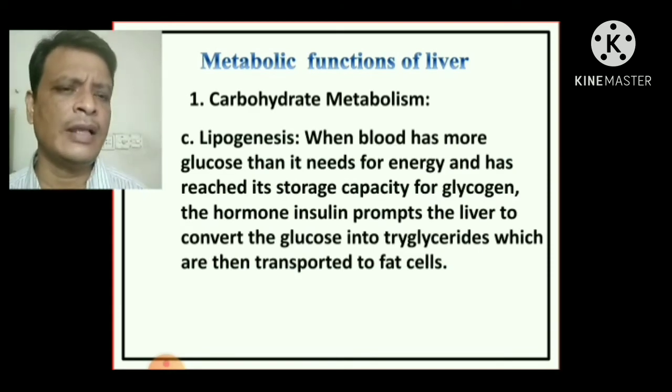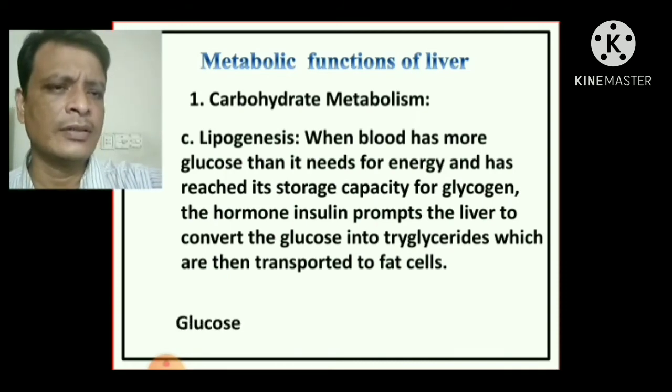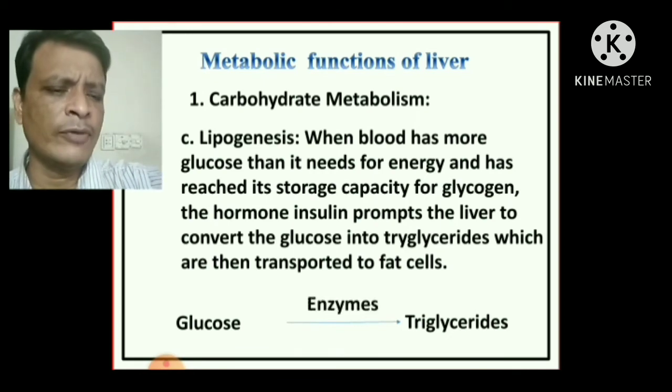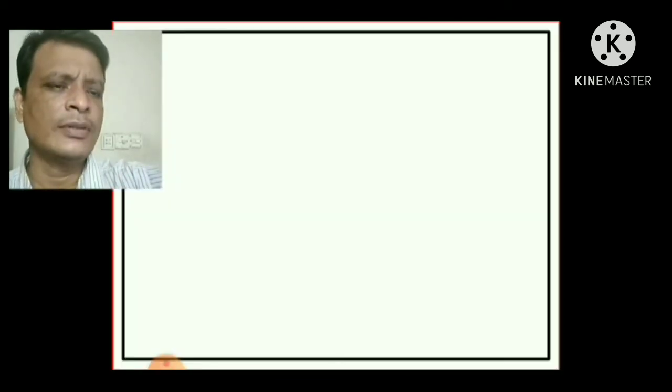And see the lipogenesis. When blood has more glucose than it needs for energy and has reached its storage capacity for glycogen, the hormone insulin prompts the liver to convert the glucose into triglyceride, which is then transported to fat cells. This is known as lipogenesis. Lipogenesis is the process by which glucose is converted into triglyceride by the help of different types of enzymes.